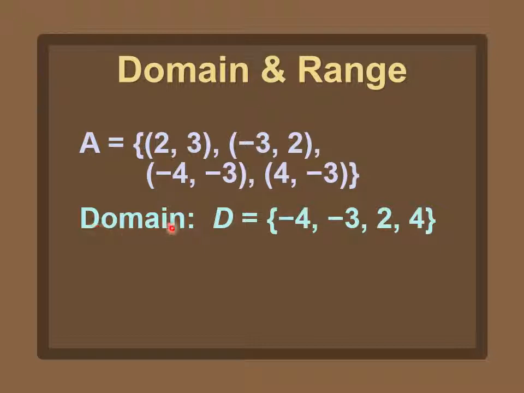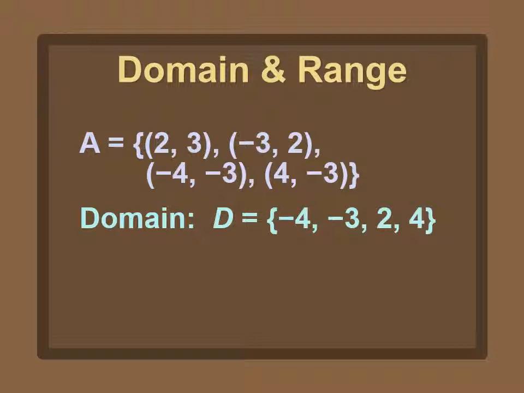So when we write domain, we need to write it as a set. So the first thing we're going to do is name the set. And we're going to name it set D, D for domain. So we're going to say that set D is equal to, and remember domain is a set, so we're going to go ahead and use our braces to show that we have a set. And then we're just going to list in order all of those x values. So the smallest one was -4, so we wrote -4 first. The next smallest was -3, so we write -3 next. And then 2 comes after that, so we'll write 2. And then 4 was our largest x value, so we'll write 4 last.